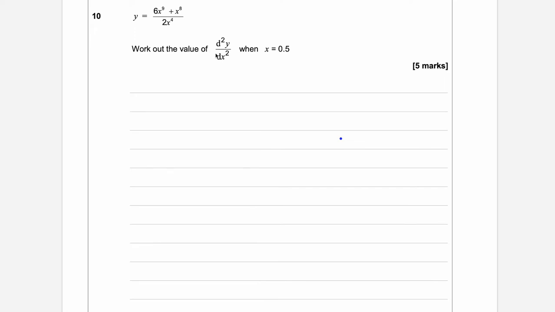Question 10. y equals this. Work out the value of d2y/dx squared when x is 0.5. Okay, so firstly, guys, we are going to get dy/dx. So, well, actually, sorry. First, let's rearrange this.